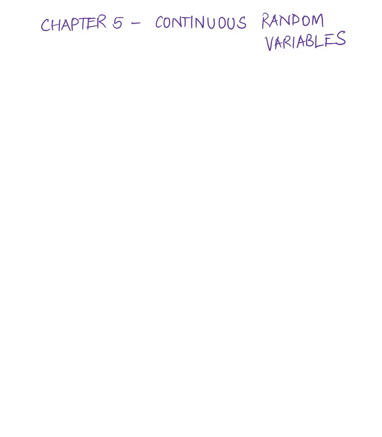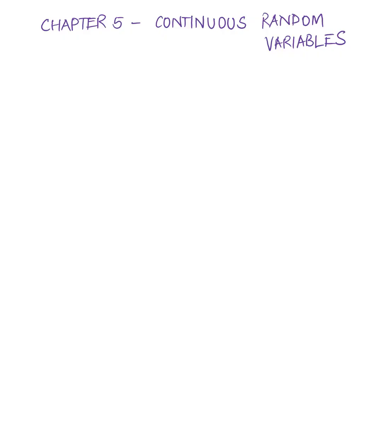So in chapter 4 we saw discrete random variables, and some examples of those distributions were binomial and Poisson. Here we look at continuous random variables, and we'll be looking at specific examples from the normal distribution and the uniform distribution. Again, let's do a quick recap.